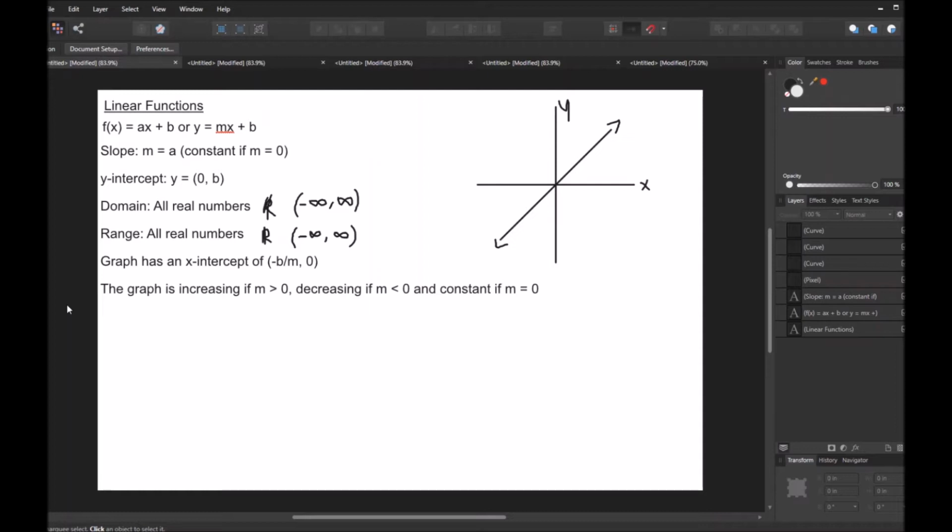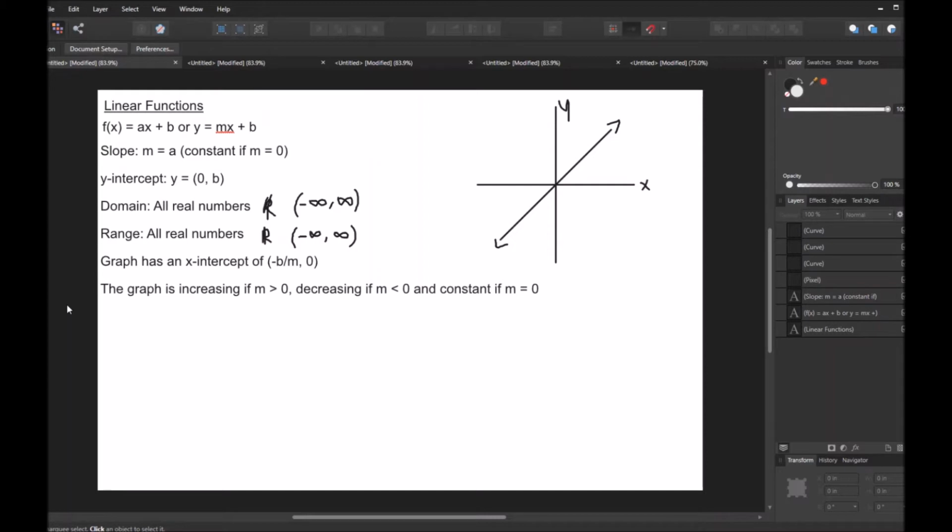The linear function can be represented by f of x equals ax plus b, or by y equals mx plus b. They both mean the same thing. It's just replacing y with f of x and replacing m with a. The slope is m if you're using y equals mx plus b. If you're using f of x equals ax plus b, your slope is going to be a, and the graph is going to look constant if m or a equals 0. The y-intercept is going to be found through (0, b).